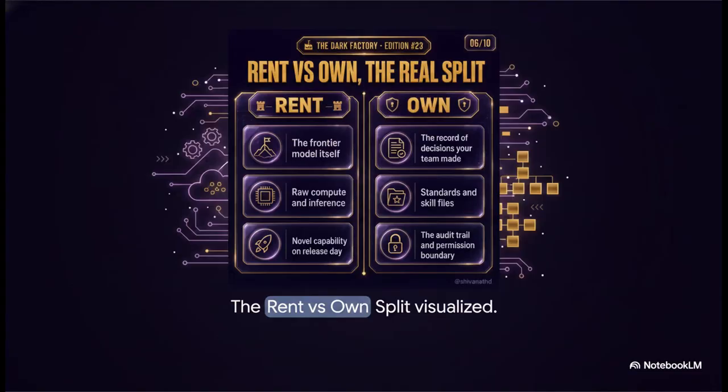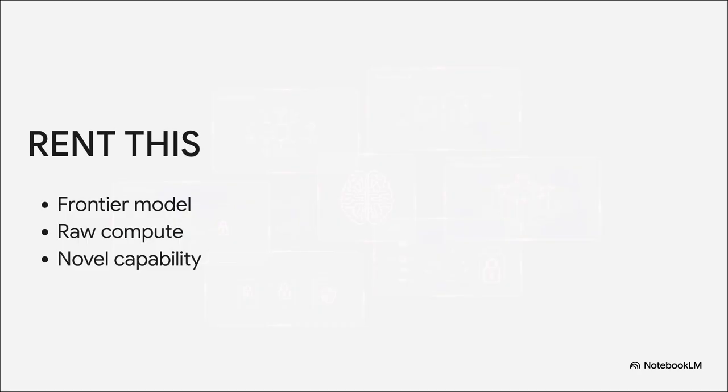So let's visualize how this translates into a strict separation. This is your new blueprint, what you should just subscribe to, and what you must fiercely protect before your next rollout. Okay, let's look at the rent side first. You should absolutely be renting the frontier model itself, the raw compute and inference, and any novel capabilities literally the moment they ship. Why? Because the cost curves are dropping monthly. It makes zero economic sense to try and compete on raw processing power. Do not try to build your moat here.